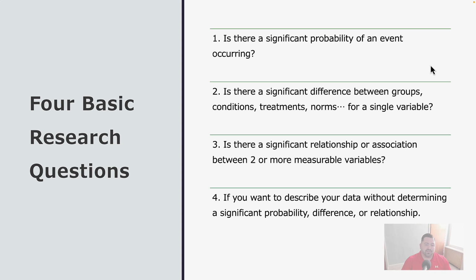The second of the 4 kinds of research questions that we typically get is if somebody wants to know, is there a statistically significant difference between this group and that group? So is this group different from that group? Is this condition different than this condition? Is this treatment different from this treatment, right? So this versus that kind of research questions.